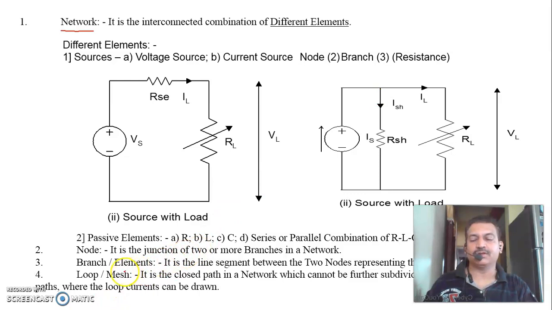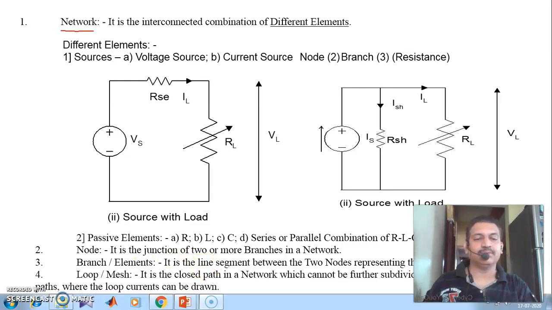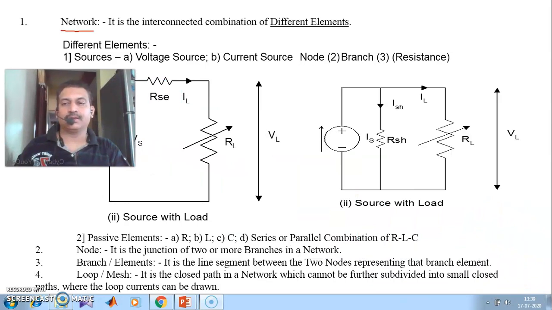Third definition, branch or elements. It is the line segment between the two nodes representing that branch element. So as we consider this as node 1, now consider this as node 2. In between these two nodes, RSH is connected. So this RSH is the branch.